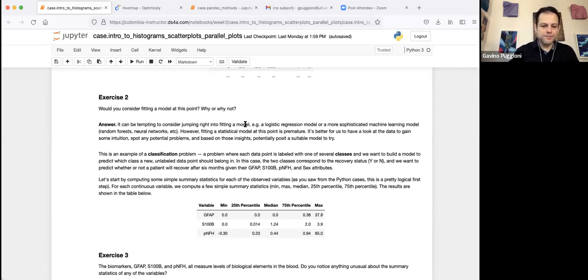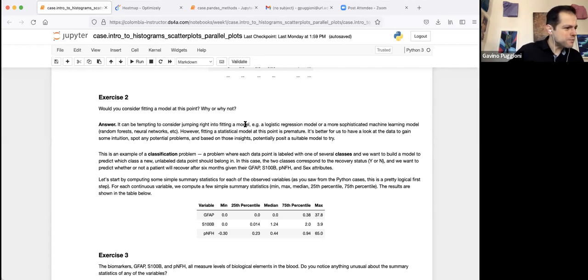Exercise 3. The biomarkers all measure levels of biological elements in the blood. Do you notice anything unusual about the summary statistics of any of the variables? So did you notice something else besides what we have commented? Javier, a 90th percentile might be useful for that, indeed, because that helps us identify the tail. Very good, very, very good comments.